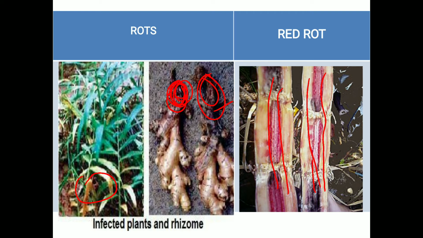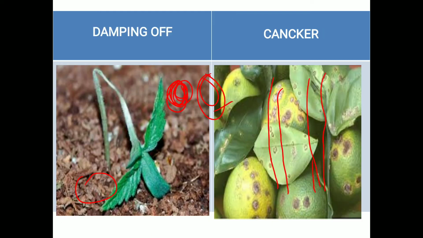If rot appears, upward movement of water and food material is completely stopped, and due to that the entire plant becomes wilted or yellowish. So for control of such kinds of rots, we use carbendazim or Bavistin at a rate of 0.1% or 1 gram per liter of water.